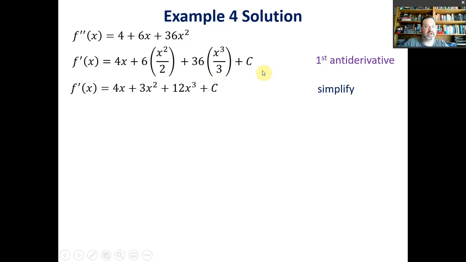Then you can simplify. And from here, you can check your work, right? So the derivative of this should be that. So just check it. Derivative of 4x, 4. Derivative of 3x squared, 6x. Derivative of 12x cubed, 36x squared. Derivative of c, 0. Now we're only up to f prime.